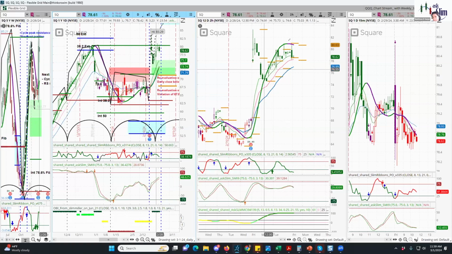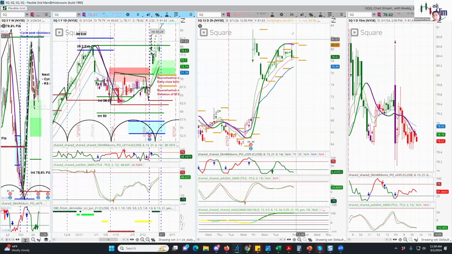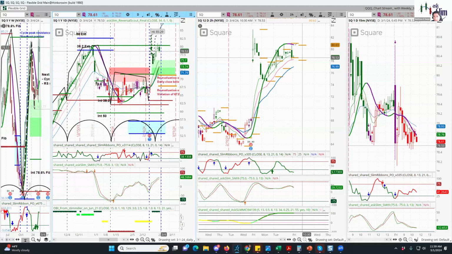That would also be if the reversal scout turns back up, that would suggest to me that there's likely another up leg in motion. This is a scenario where over the next week or two, there could be some pullbacks, but ultimately based on the current structures and momentum, we should see that continuation of the overall upside advance. That's a look at Square.